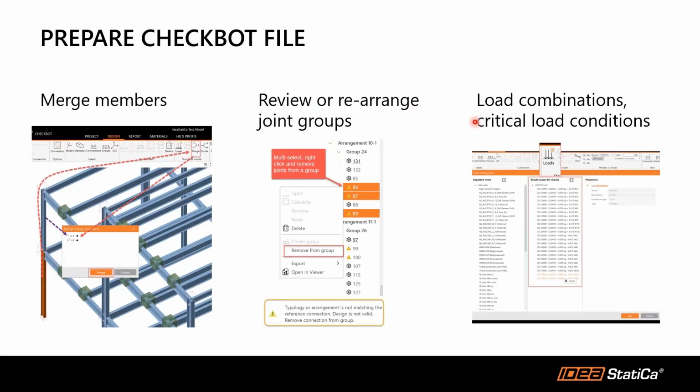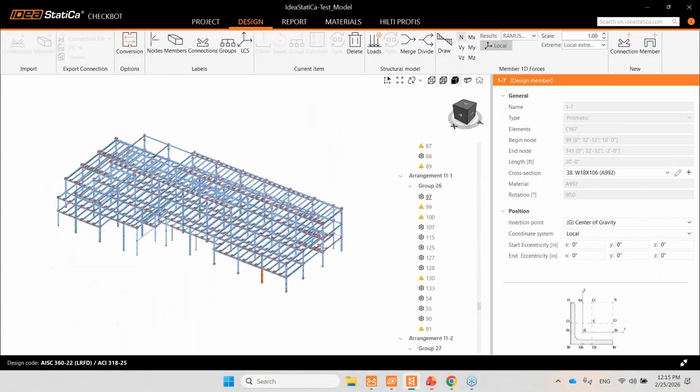Then the third tip that I wanted to share is that you can review the load combinations that were imported, and then you can select some of them and delete them from the group of load combinations, okay? So let me show that in the model, right?